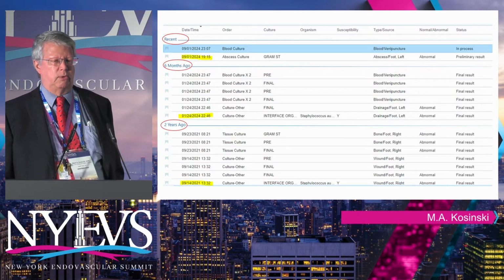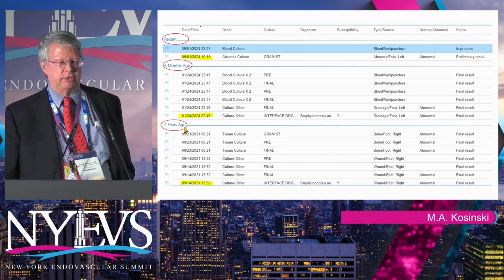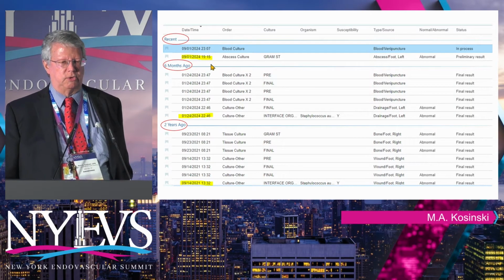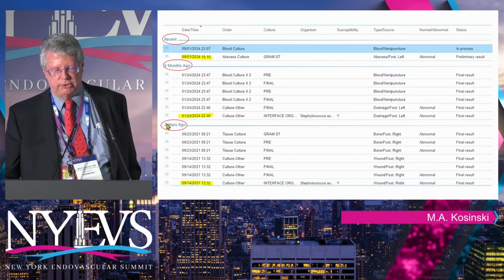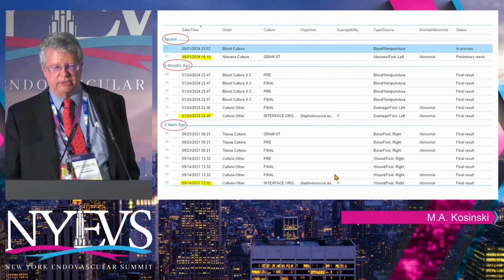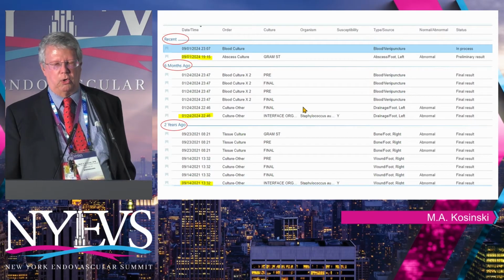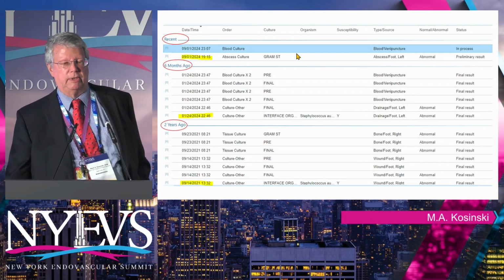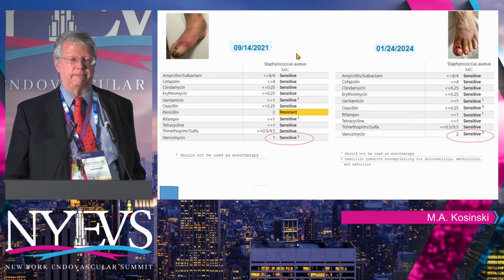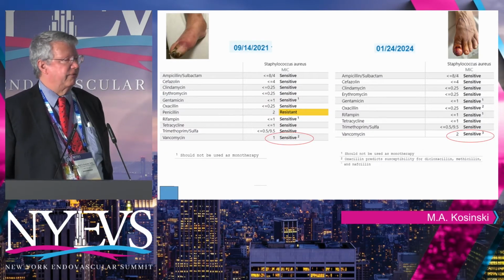One 6 months ago and one actually was 3 years ago if you count back from 2021 to 2024. But 3 years ago, the patient had a staph infection. 6 months ago, earlier this year, the patient had another staph infection. And in this recent admission, they also had a staph infection. Let's see what happened to the staph.